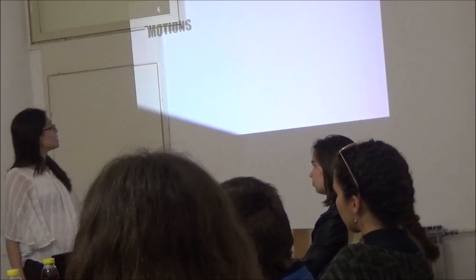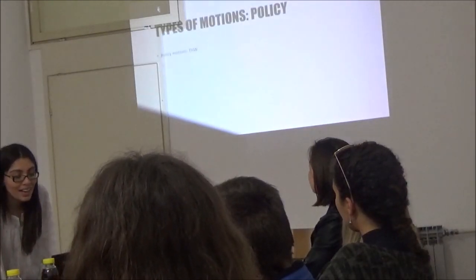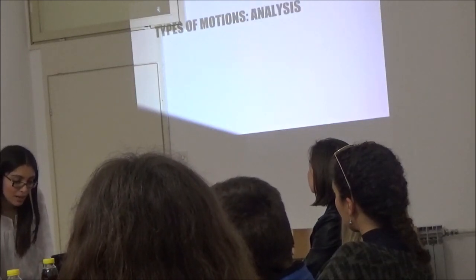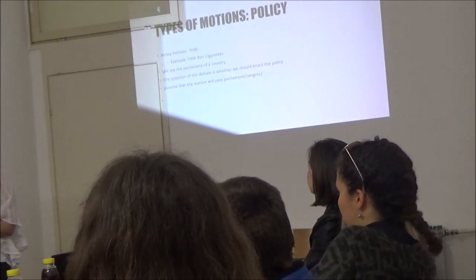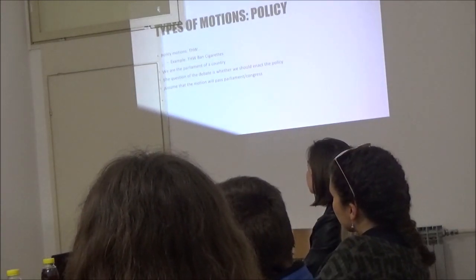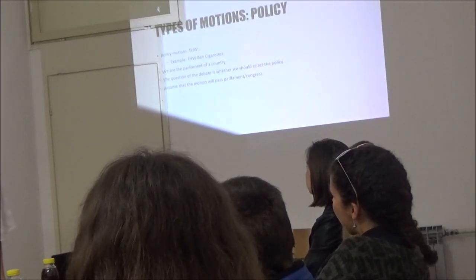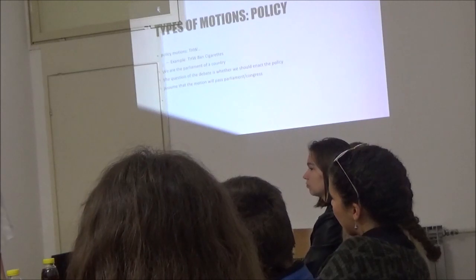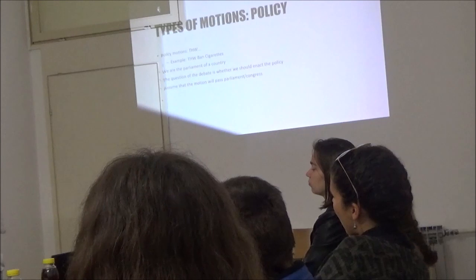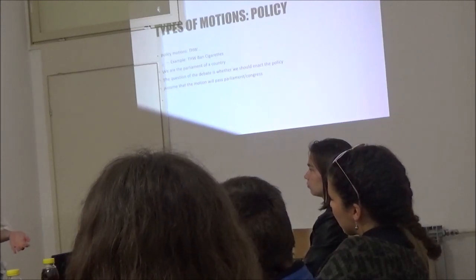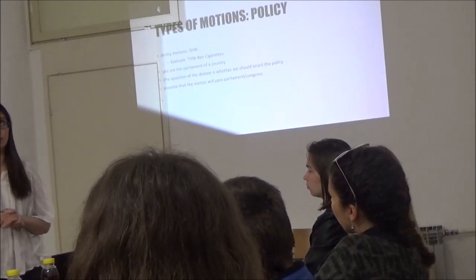Now, let's talk about the first type of motion, which is the most basic, the policy motion. It's usually worded as this house would. An example: this house would ban cigarettes. Basically, you are imagining that you're in the parliament of a country, and the question is whether we should do the policy. So you assume the motion will pass. The opposition cannot say this is never going to happen.